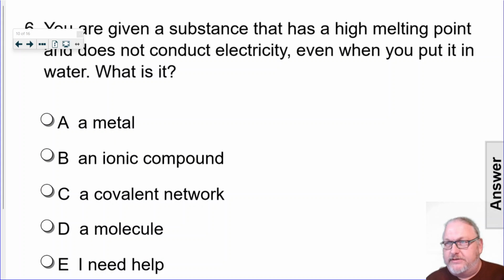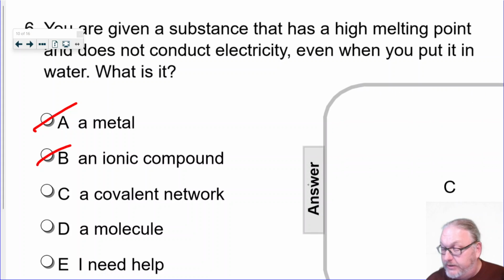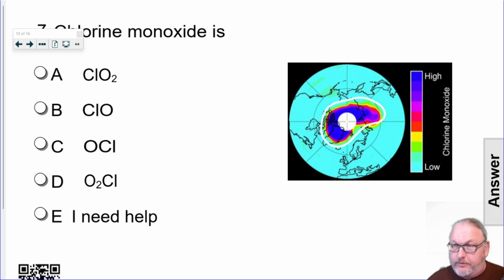You're given a substance that has a high melt point and does not conduct electricity even when you put it into water. What is it? Well, we knew from the previous chapter that the ionic compounds will go into solution with their ions, so it will conduct electricity even with water. That's not it. A metal will also conduct electricity, but they do have a high melt point. A molecule, I'm going to go with C. Yep. Molecule, well, it's got a low melt point. So that's what that one was.